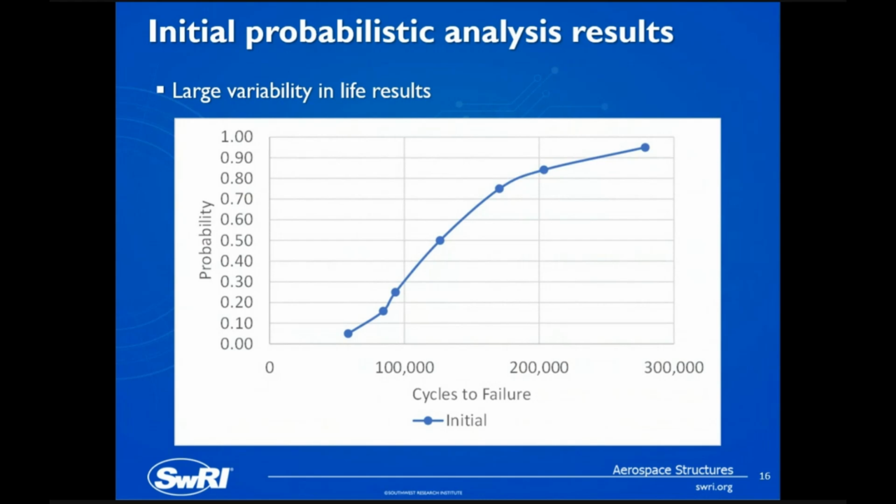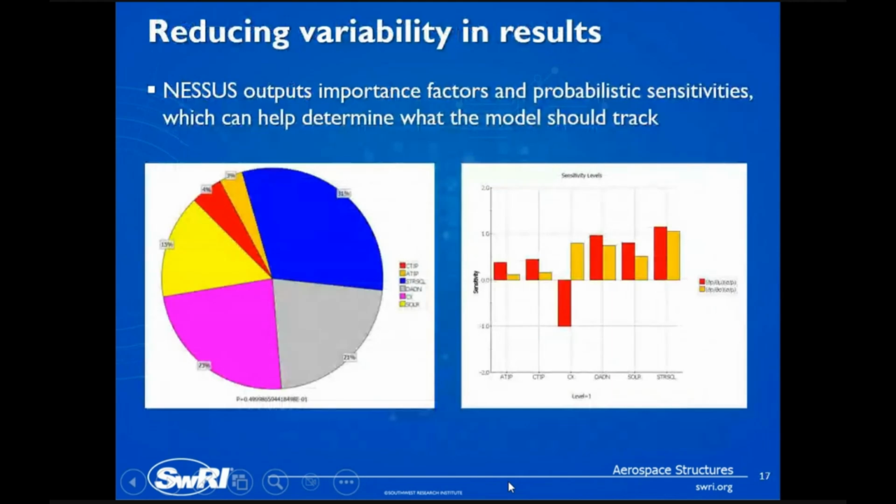So if this were a real location and we were using this as kind of a digital twin to understand what kind of a life we'd have on a particular aircraft for this critical location, we'd have a pretty widespread and we wouldn't be able to manage that very well. And so we use Nessus to output importance factors and probabilistic sensitivities to help us determine what we should reduce the uncertainty in.